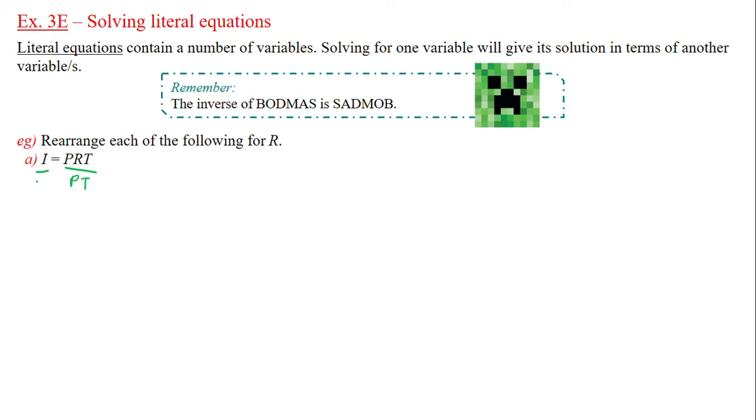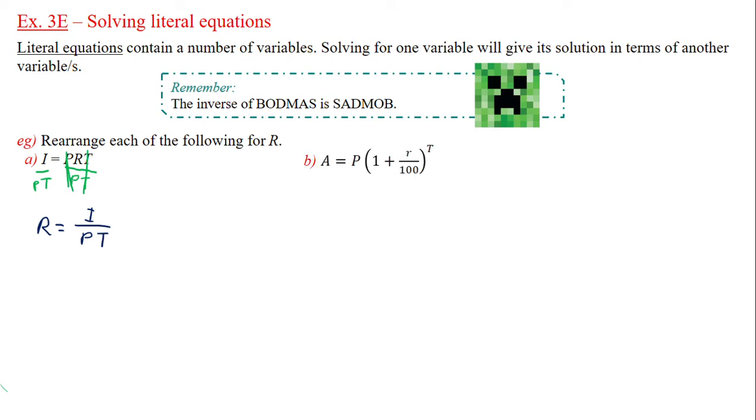So we'll do the same to the other side. What that does is it cancels out the P there and the T there. I haven't crossed that out very well. Leaving us with R equals I over PT. And that's our equation. Okay, so we've rearranged for R. Now the equation is in terms of R with all of the variables on the right hand side.